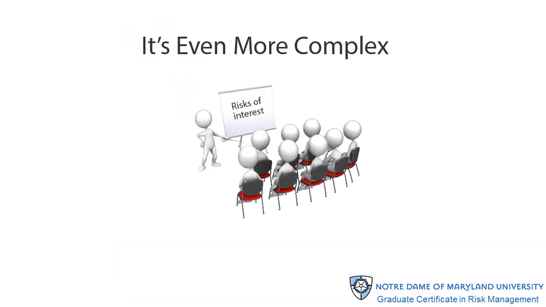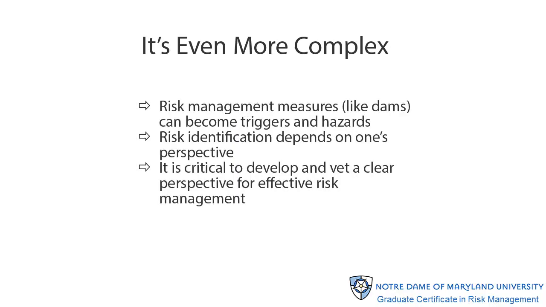Is it any wonder that identifying a risk can be so challenging? There are so many perspectives that can be taken. It's critically important that effective risk managers identify the risks relevant to the affected stakeholders. This requires good science, effective risk communication, and ethical risk governance. Risk management measures like dams can become triggers and hazards. Risk identification depends on one's perspective. It's absolutely critical to develop and vet a clear perspective for risk management.